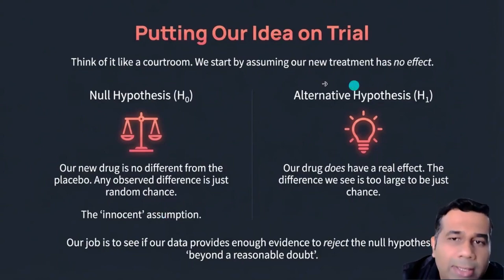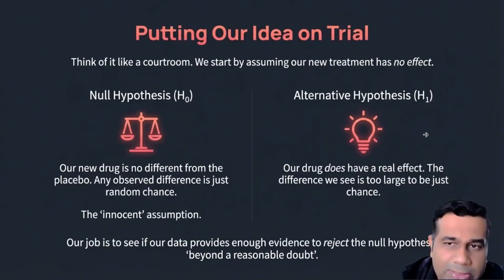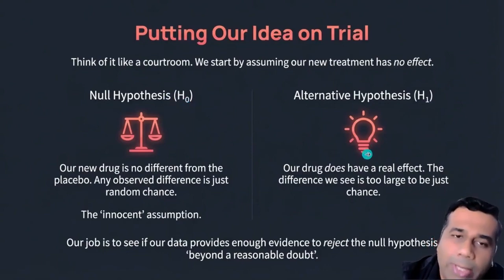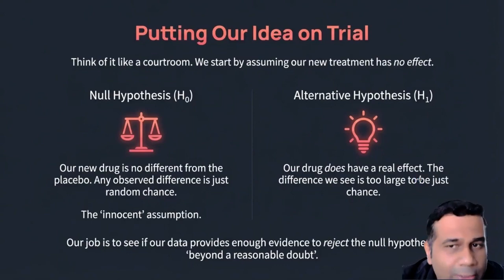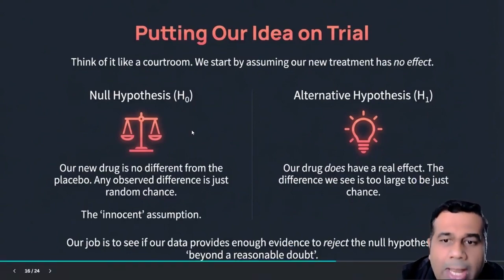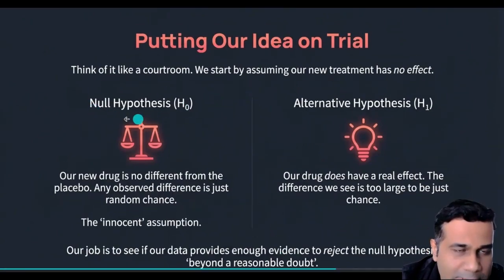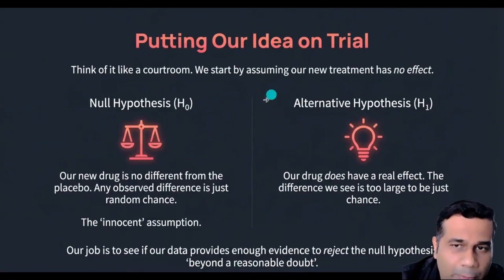And we have an alternate hypothesis, which says the other way. The alternate hypothesis is called H1. The null is called H0. And under the alternative hypothesis we say our drug has a real effect. The difference we see is actually real, and is not by chance. Now, the objective of our analysis is to reject the null hypothesis and accept the alternate hypothesis. Only then can we say our drug has a true effect.